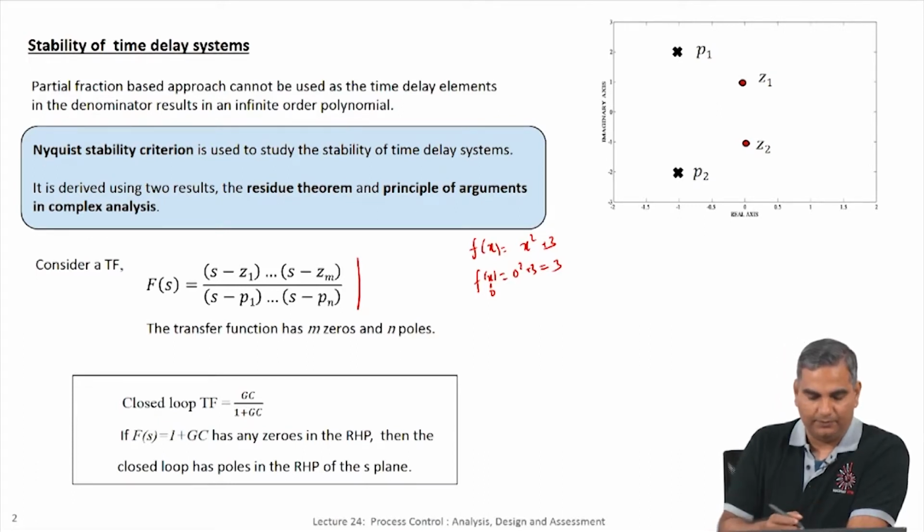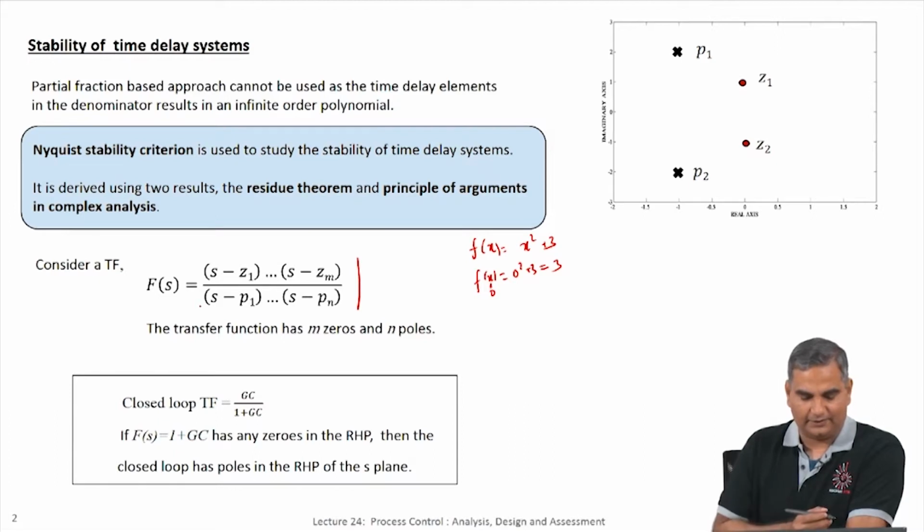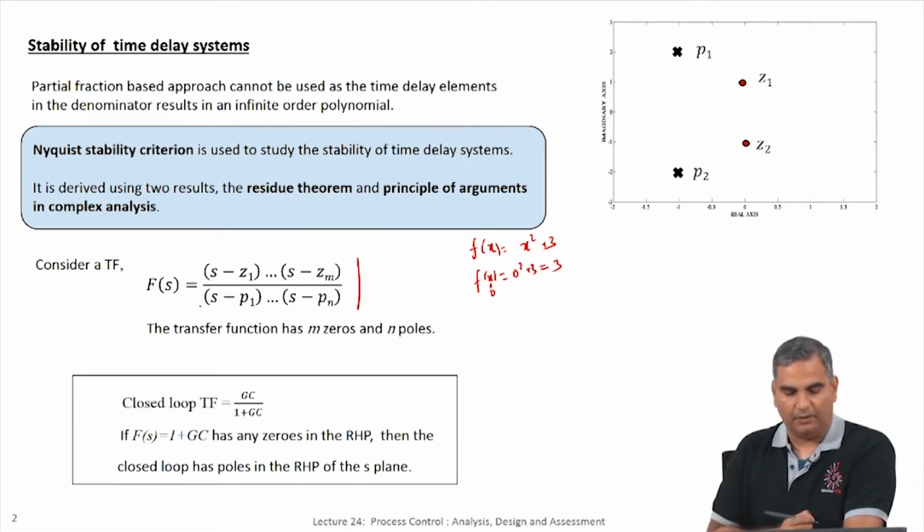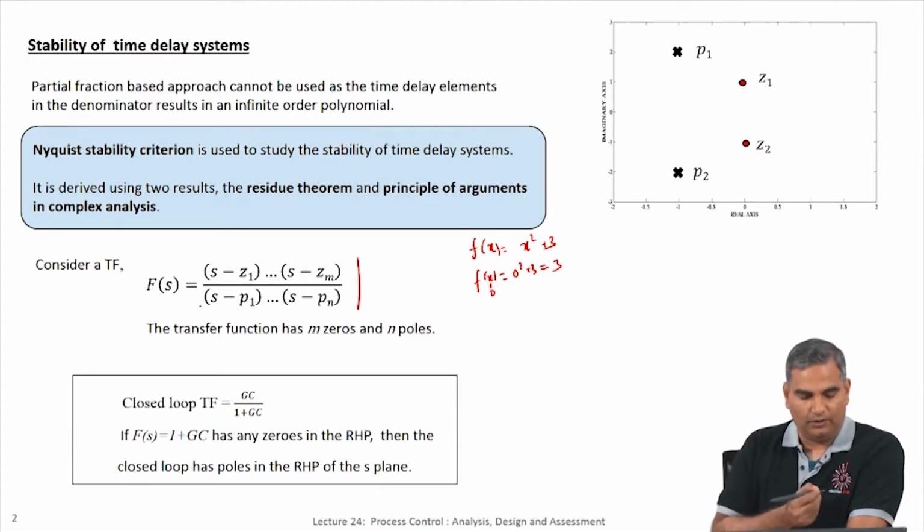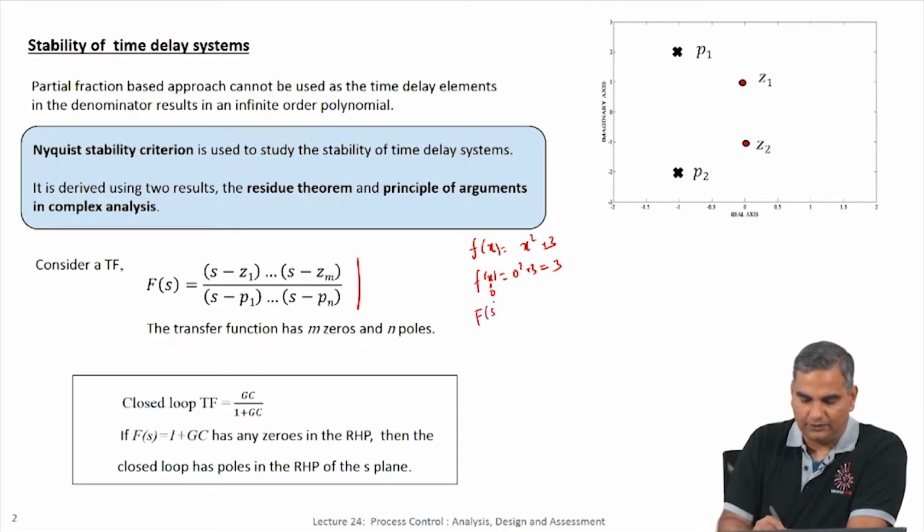So, for example, think of f of s just like f of x, but now it is a function of a complex variable, and if I want to evaluate f of s at, let us say, s star, then basically you are going to substitute this value in place of s: s star minus z1 all the way up to s star minus zm, divided by s star minus p1 all the way up to s star minus pn.